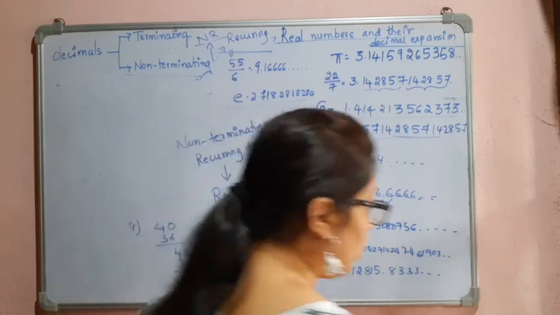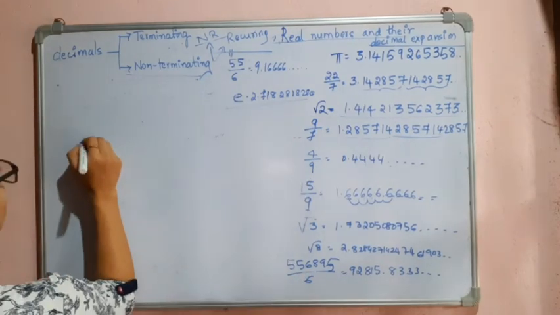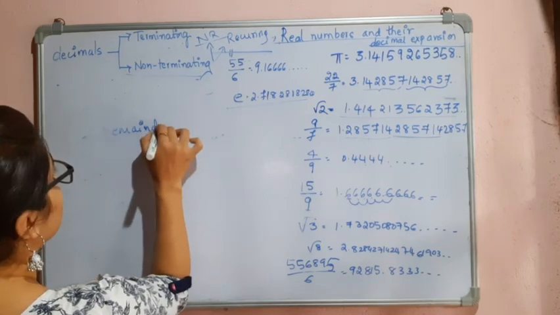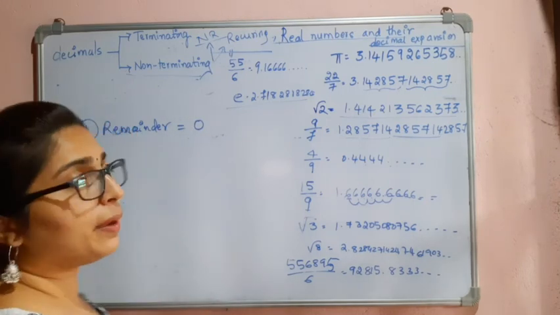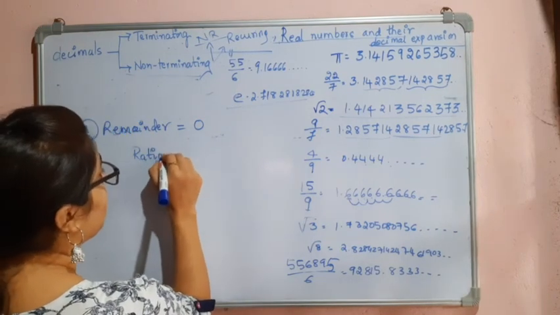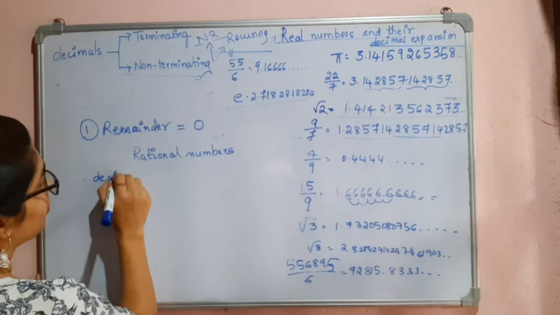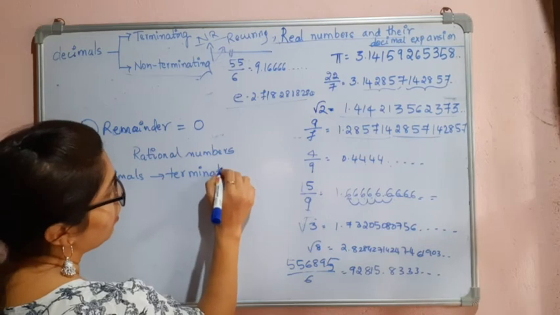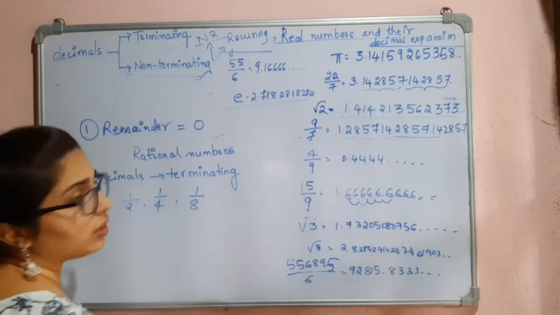So you can say about the decimals, in the first case you can consider the remainder if it is equal to 0. If the remainder is equal to 0, then these are considered rational numbers, and the decimals will be terminating decimals. Why? We will see. 1 by 2, for example, 1 by 4, 1 by 8, all these you can consider.